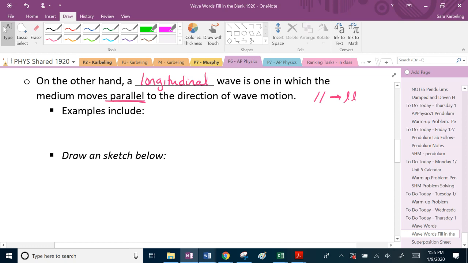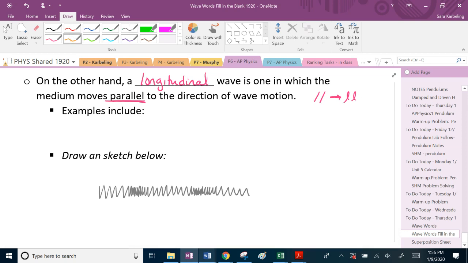All right. Longitudinal. Draw a sketch. So we can totally draw this sketch. It's spread out, and then it's going to get really squished together. And then it's going to get spread out, and then it's going to get really squished together. And then it's going to get spread out again. Okay? That is a longitudinal wave.